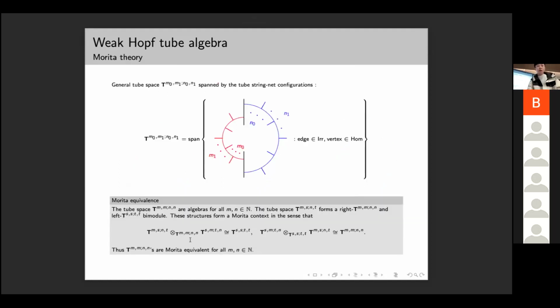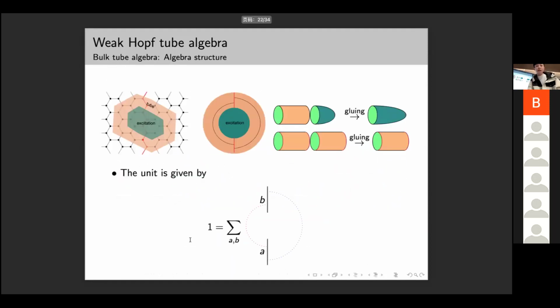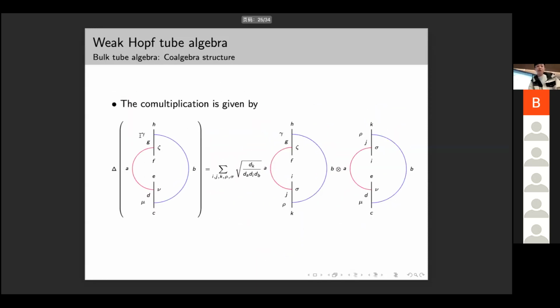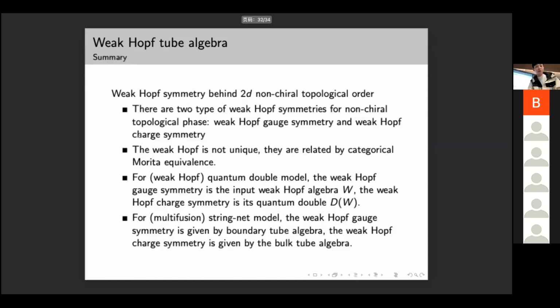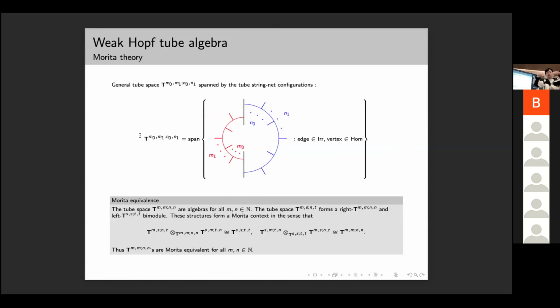And there is also a Morita theory for this weak Hopf algebra. As I show here, for this orange region there are many legs. So we take local moves to simplify this tube algebra. The basic question is, if we come back to the original configuration, what is the relation between the original configuration and the simplified configuration? They are related to each other by Morita theory. Morita theory means that we have an algebra with many legs, and we have an algebra with two legs, and their representation categories are equivalent.